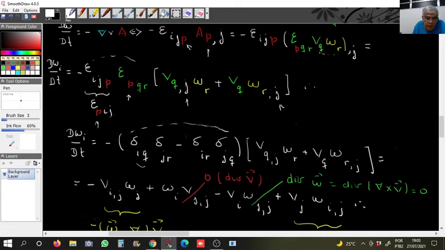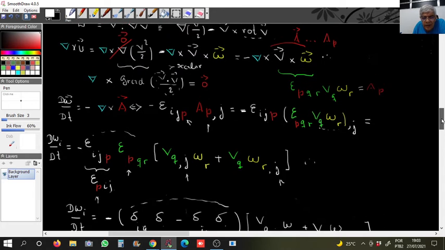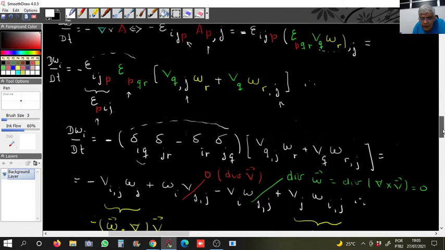Don't forget this minus sign here. This minus sign comes from here. Don't forget, and this comes from here because the rotation of gradient is 0. So I have to follow this minus sign.